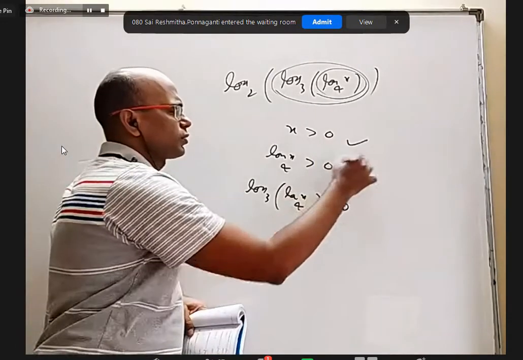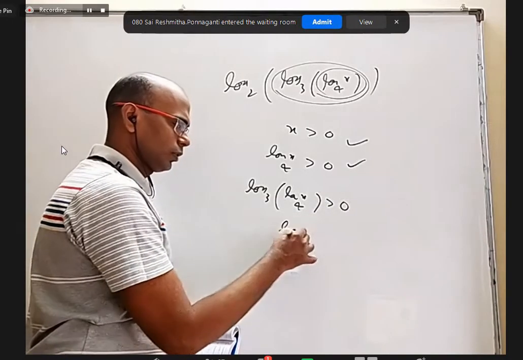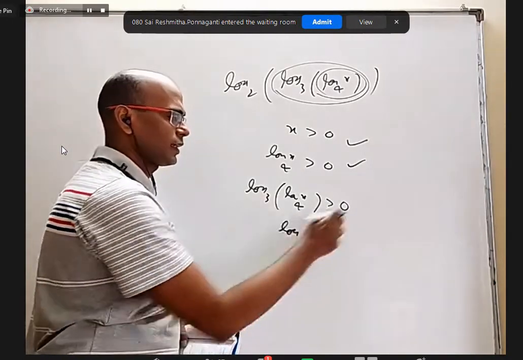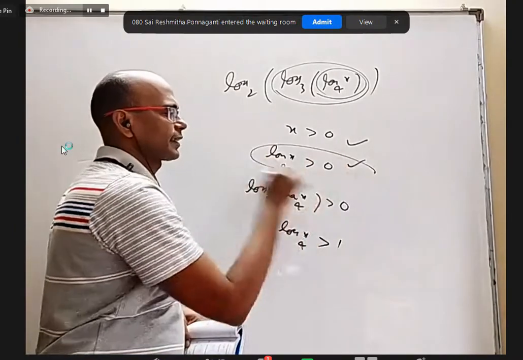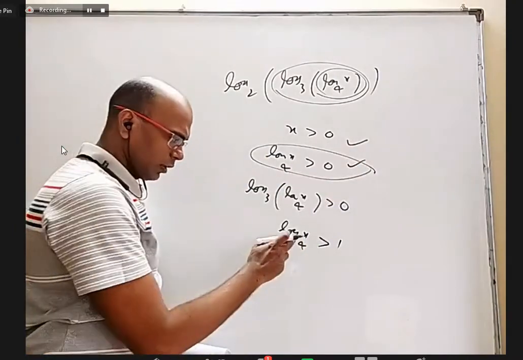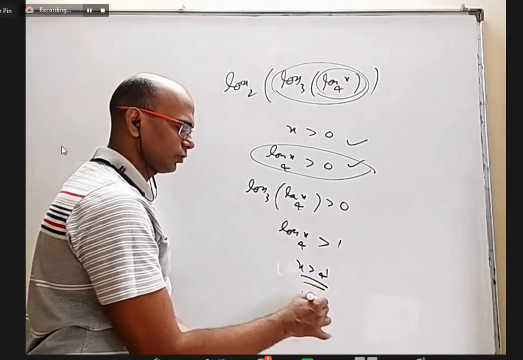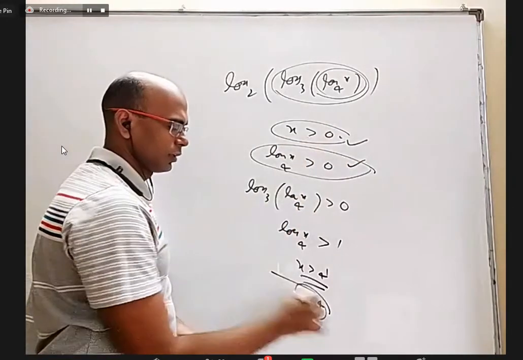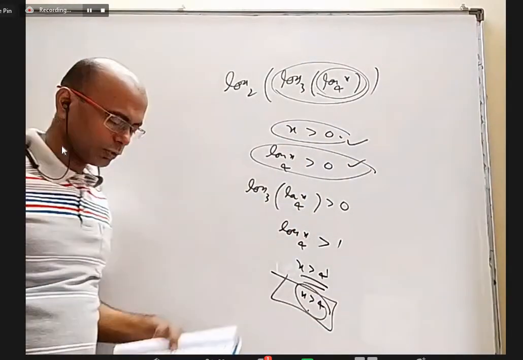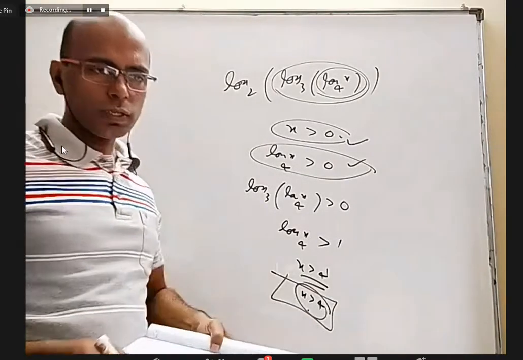But these two solutions will be included here. Why? When you remove this log, we'll get log x base 4 should be greater than 3 power 0, which is 1. If it is greater than 1, automatically greater than 0, so this is taken care of. Now when you solve this, you'll get x greater than 4 power 1, which is x greater than 4. And if x is more than 4, automatically it is more than 0. That is also taken care of. So the answer: x should be greater than 4, so 4 to infinity. Is it okay, 66?